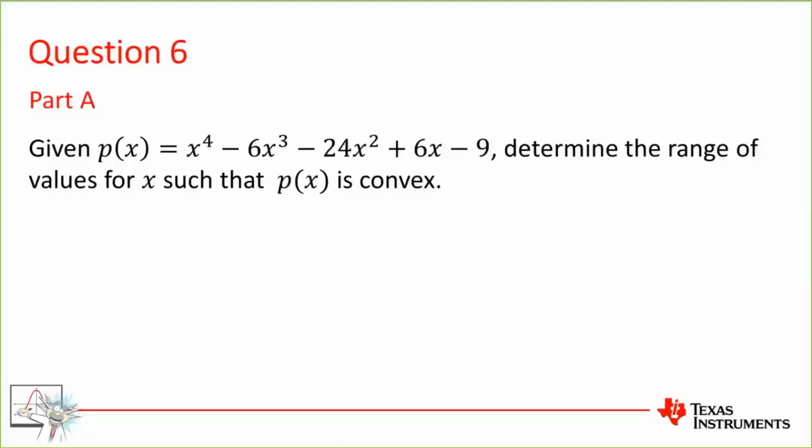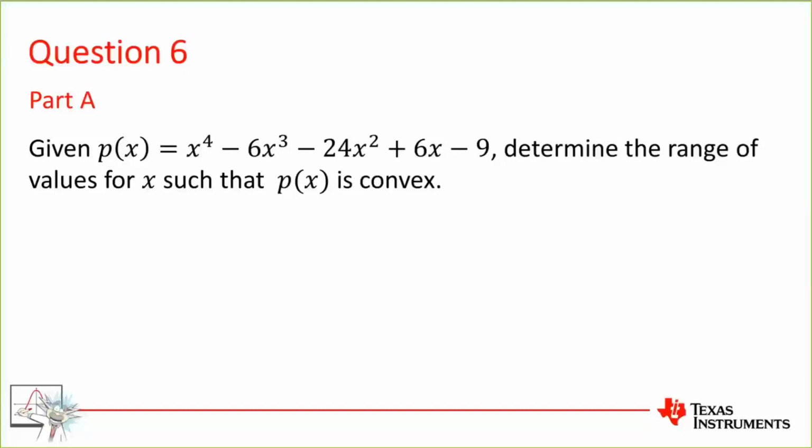Question 6. Given the polynomial p of x equals x to the 4 minus 6x cubed minus 24x squared plus 6x minus 9, determine the range of values for x such that p of x is convex.